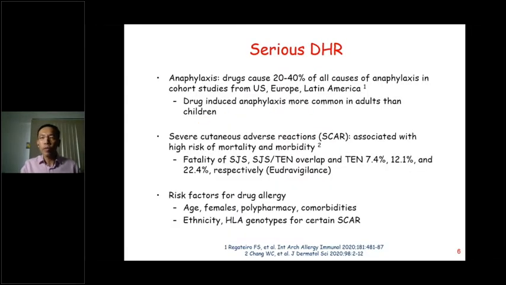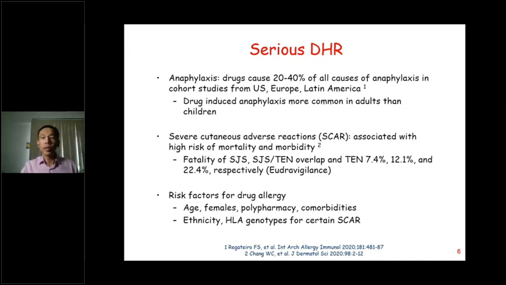So in the evaluation of any drug hypersensitivity reaction, we do need to be pretty careful of the serious reactions, because before we delabel a patient, we need to be pretty sure that what they had in the initial episode was not something serious or severe, which could potentially recur if they were re-exposed to the drug. So when we look at drug-induced anaphylaxis, most of the epidemiological cohort studies from the United States, Europe, and Latin America show up to 20 to 40% of these are caused by drugs. And drug-induced anaphylaxis is much more common among adults than children.